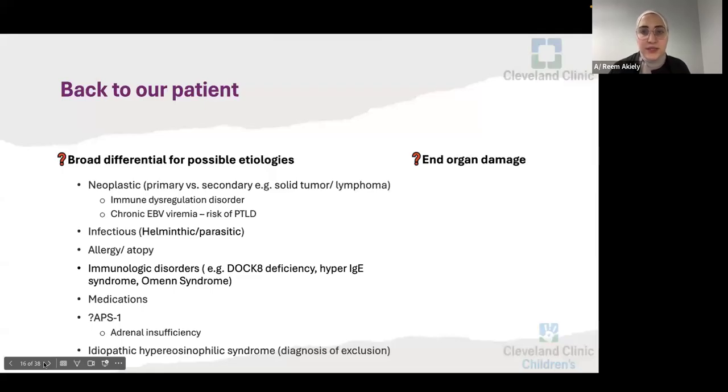discussing the prior list. Some of you have mentioned evaluating for end organ damage, so I think we can move forward to discuss our approach for this patient.